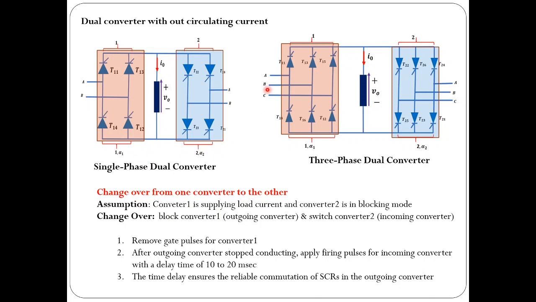Dual converter without circulating current mode may not be suitable because you require some time between switching over from one converter to the other. In order to reverse the current flowing through the load, there is some time gap. So there is a limitation on the operation of this dual converter without circulating current. You cannot operate them at any frequency that you want.